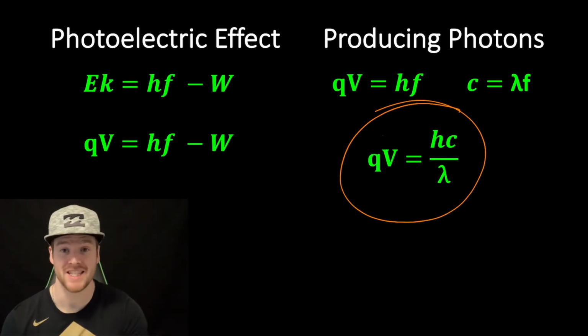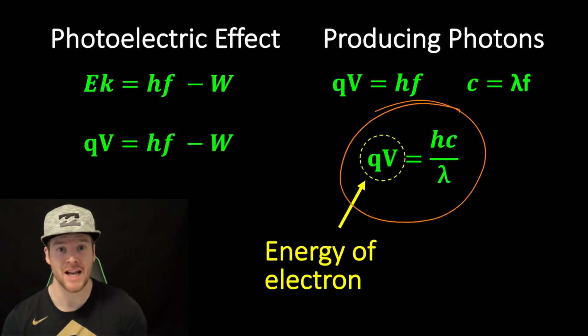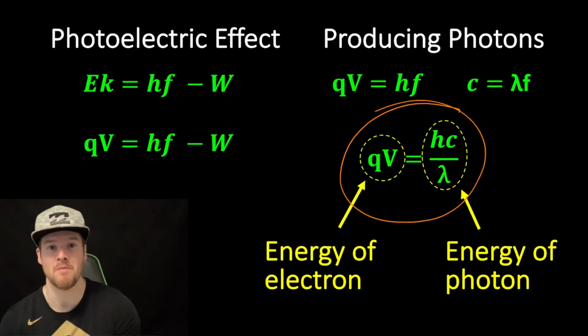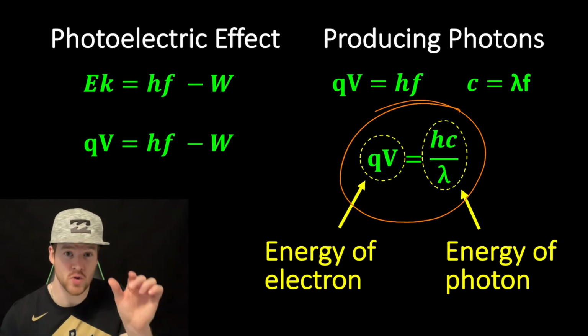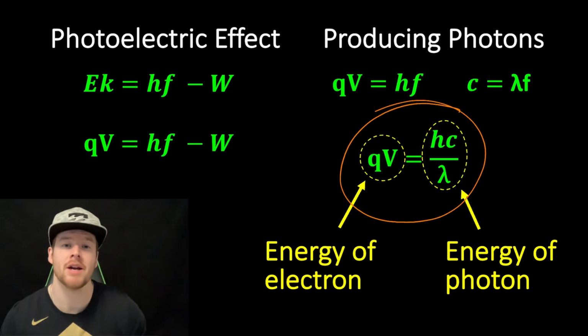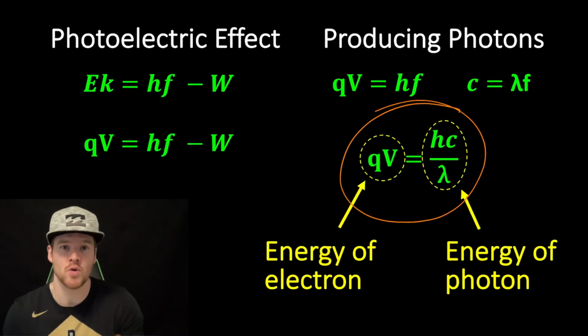And just a reminder that this is saying qV is the energy of the electron in the circuit, and hc over lambda is the energy of the photon. We need enough energy in the electron to make that photon. So that means if you're controlling the voltage on a circuit and you put it on just a tiny bit and you get it hooked up to this LED light bulb, the light bulb's not going to turn on. There's not enough energy to make light there.